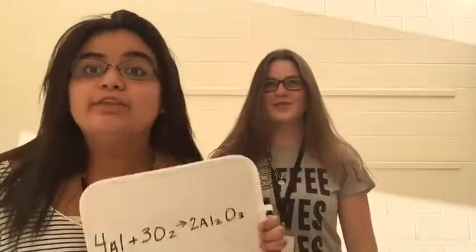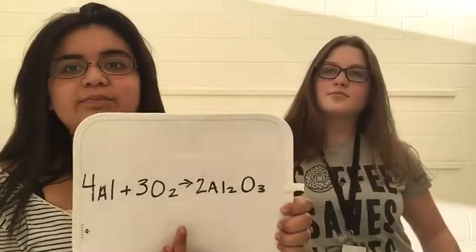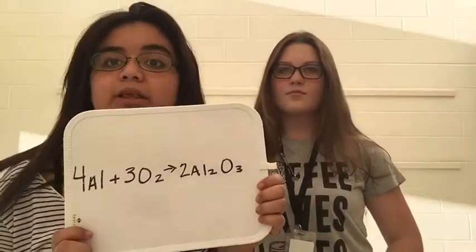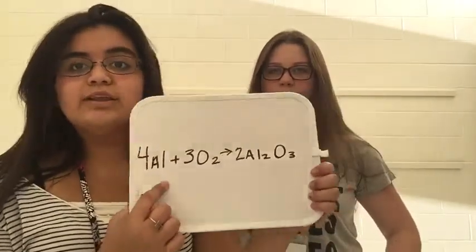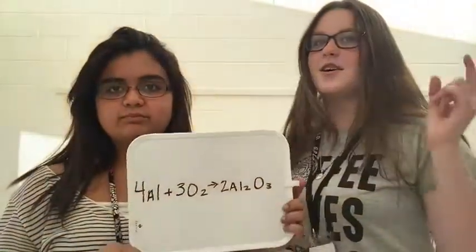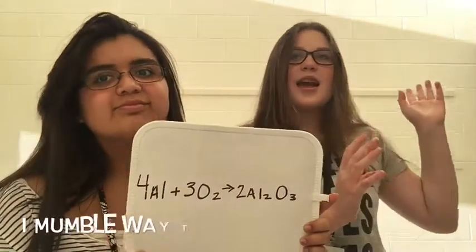Anyways, now let's talk about the numbers. There are two different types of numbers you see. There are the big ones and the small ones. Let's talk about the big ones. The big ones are the ones that determine how many atoms are used in that element. So in this equation, the coefficients on the reactant side are 4 and 3. This means 4 atoms of aluminum are present.